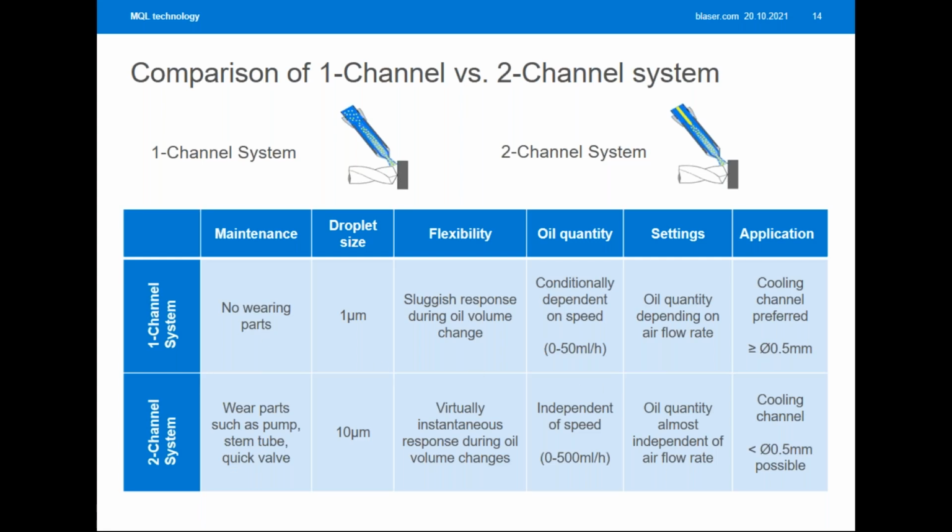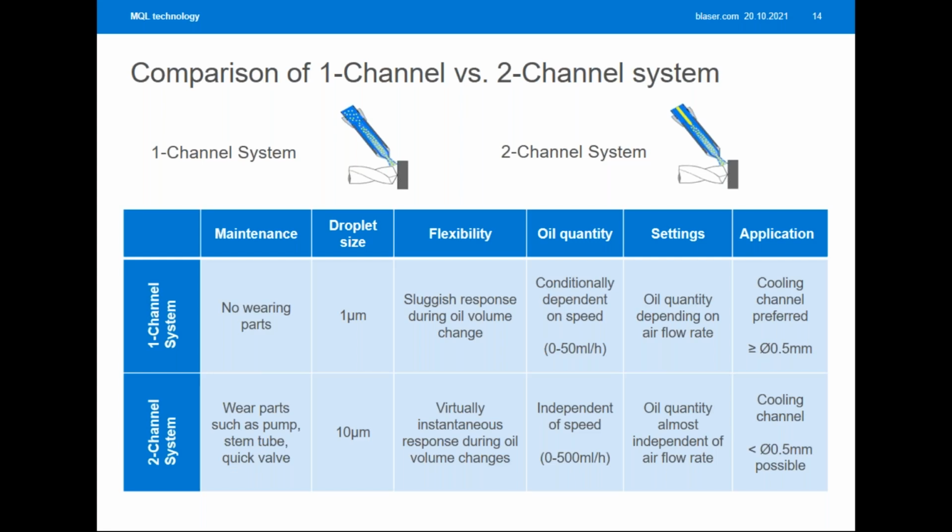I think the main difficulty with one channel MQL devices is that you cannot really set the MQL device to deliver a certain amount of oil. With the two channel device you can say give me 100 milliliters per hour with such an airflow, so you can define the oil and the airflow. And with the one channel device you just make an aerosol that has a certain amount of oil in it, so it's very difficult to set up also.